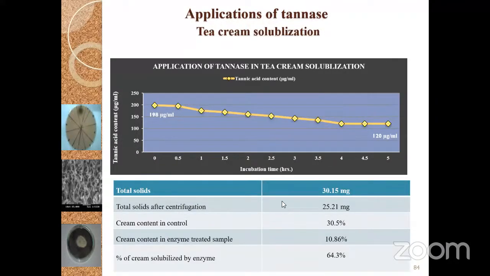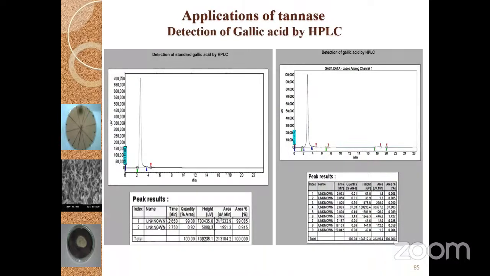Then we also used this tannase enzyme in tea cream solubilization. We know that after some time, haziness forms on the surface of the tea, and that cream gets accumulated. We can remove that tea cream with the help of this enzyme, and it was observed that with different incubation times, the tannic acid content degraded from 198 microgram per ml to 120 microgram per ml when we treated it for up to 5 hours.